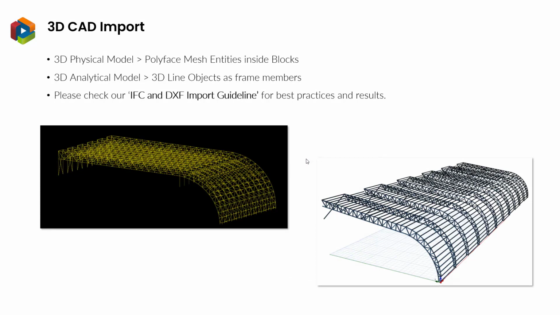A structural model can be created or enhanced by directly importing a three-dimensional DXF file. Your DXF file should include polyface mesh entities inside block entities if you wish to import a 3D physical model. However, if your model consists of only analytical wires, then 3D DXF files should include line objects.